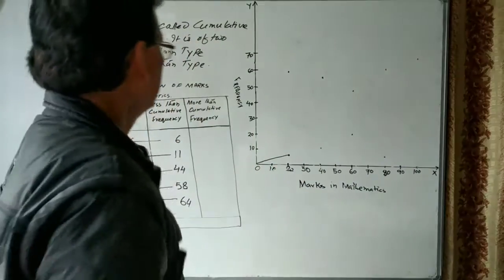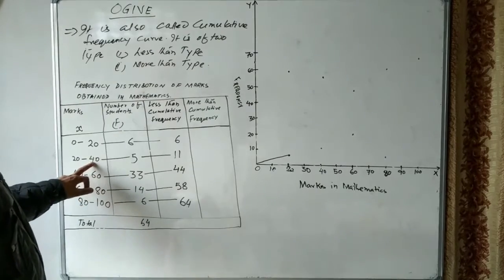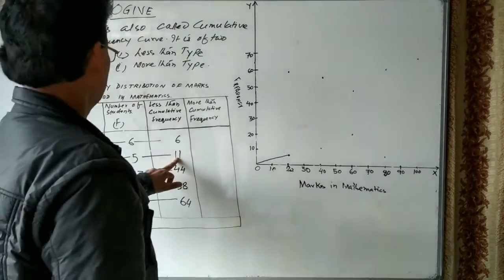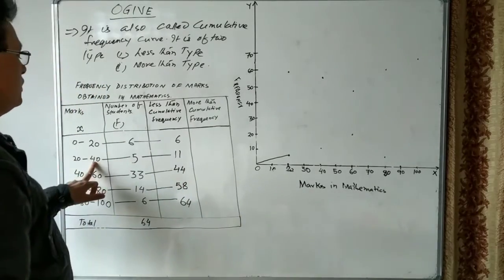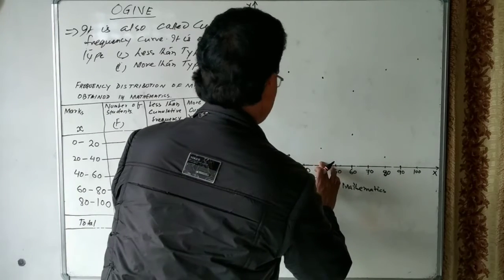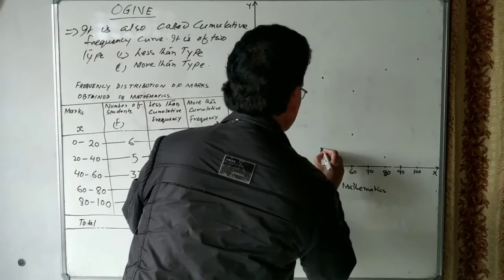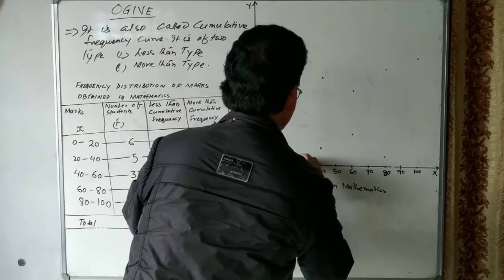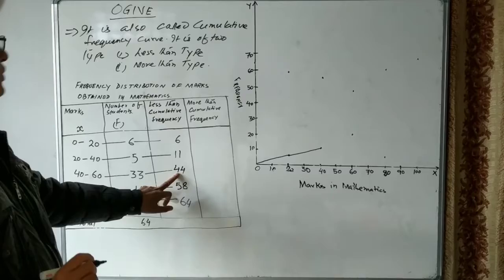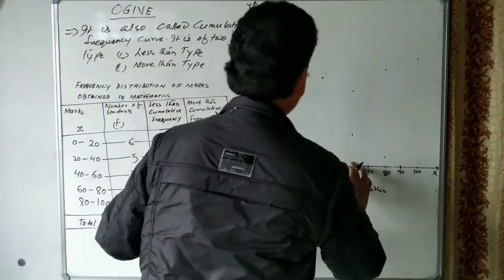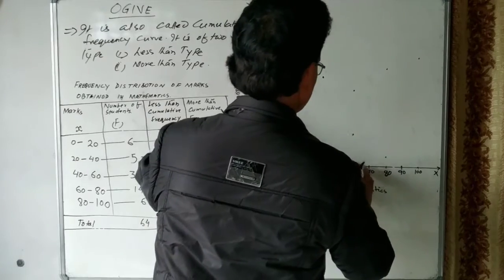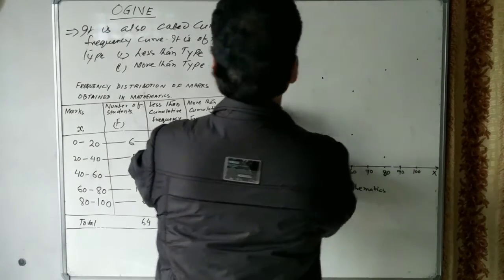We can join this coordinate from here. Then let us see, less than 40. Less than 40, how many students are there? 11 students. 40 and 11. So here this coordinate will come. We'll join this. Then less than 60 is 44. 60 and 44. 44 will come over here.